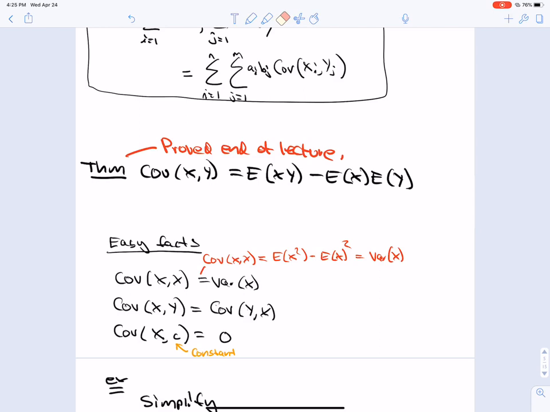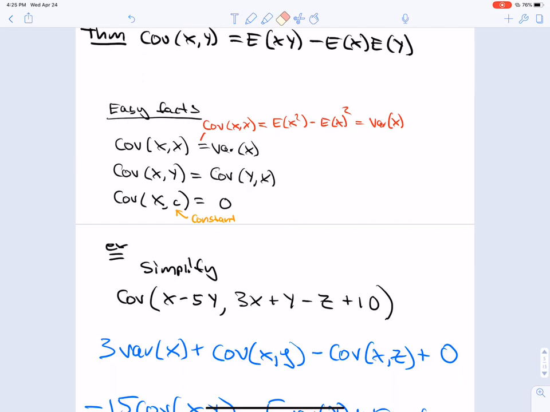Another thing proved at the end of the lecture is that the covariance of XY is the expectation of XY minus the expectation of X times the expectation of Y. And this makes sense because if Y is equal to X, we just get that alternate formula for the variance of X being the expectation of X squared minus the expectation of X, quantity squared.